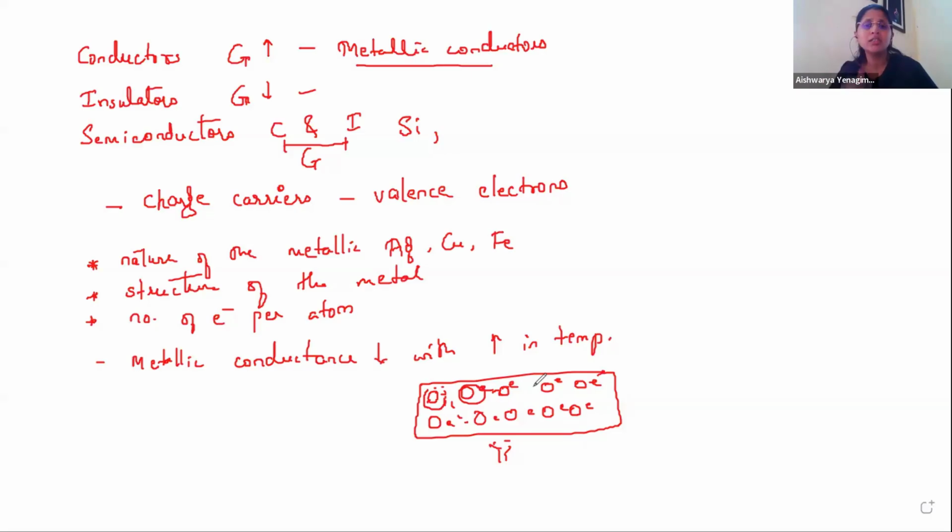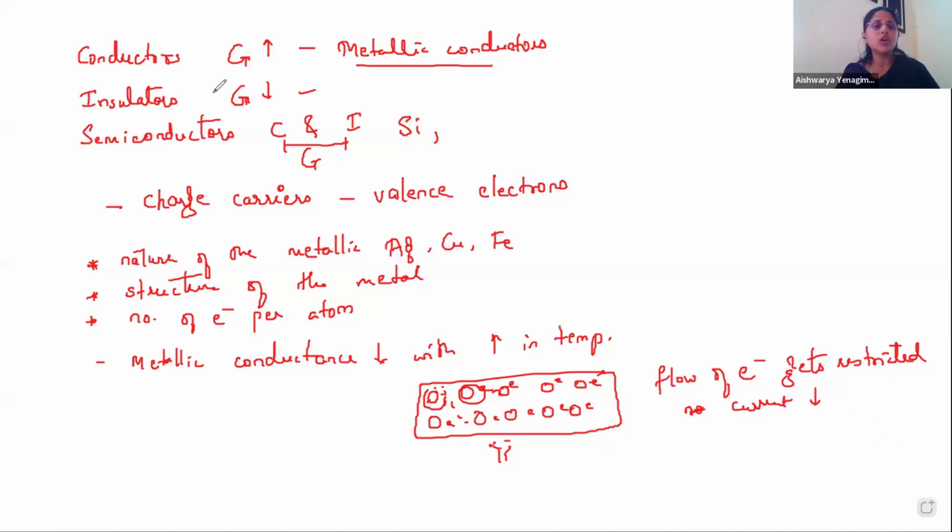If the flow of electrons gets restricted, tell me, will there be any current? There will be no current. Or I can say, instead of no current, the current will decrease because the flow of electrons is restricted. Therefore, we say metallic conductance decreases with increase in temperature.